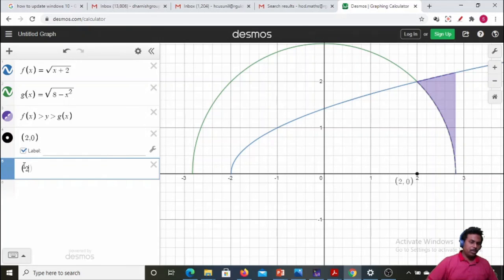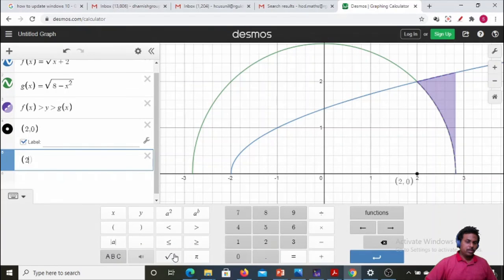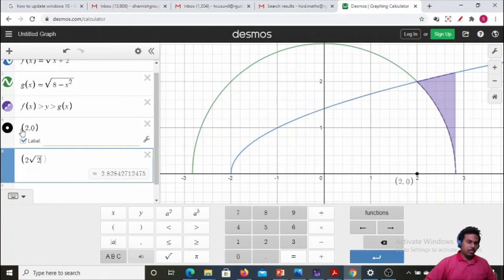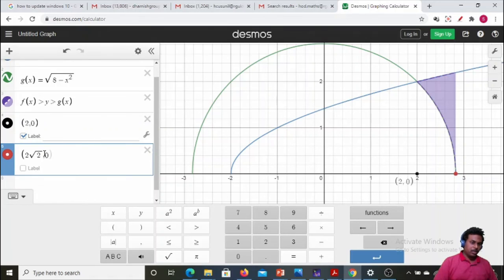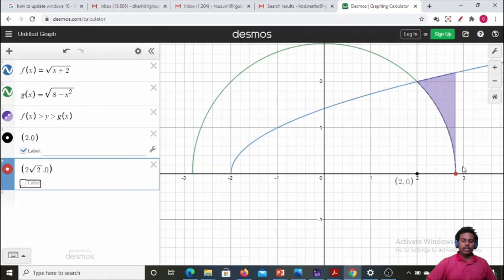And the 2 under root 2. So it is 2 into under root 2 comma 0 actually. So add this to the label and you can see between these two values, okay, the given inequality got satisfied. So this is how we can find out the solutions of the inequality easily.